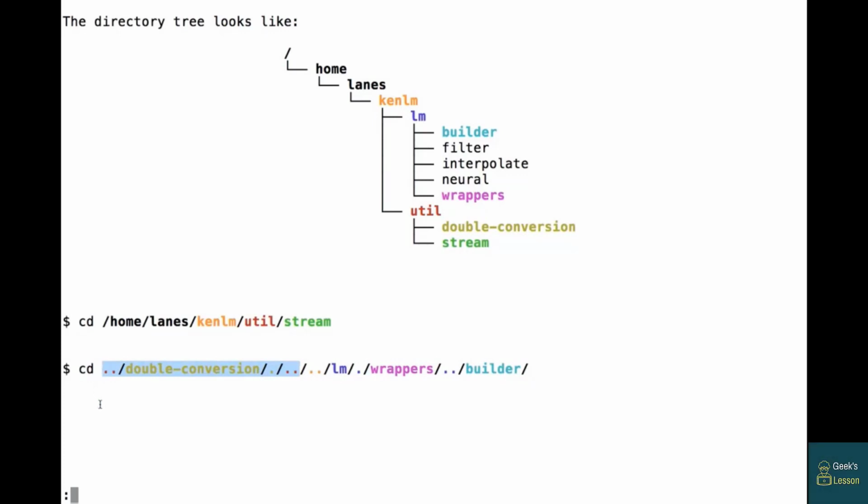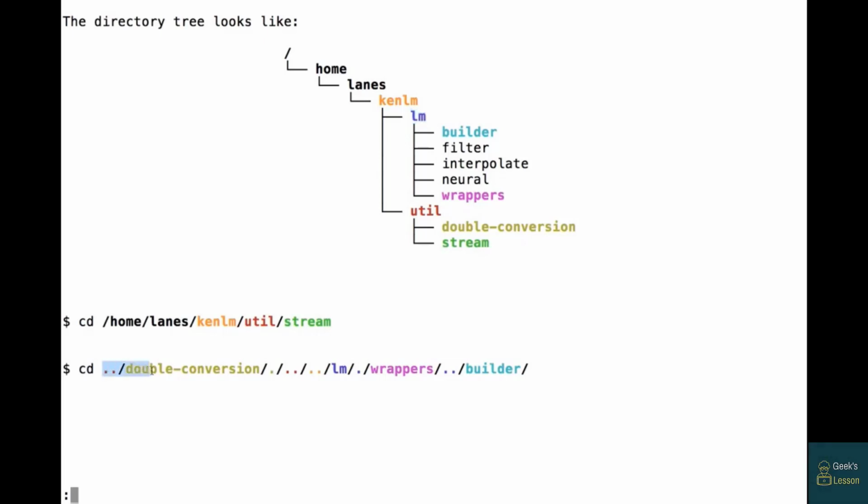The parent of util is kenlm. So, ../double_conversion/./../.. refers to /home/lanes/kenlm, which we see colored orange in the tree. lm, which you see in blue, is a subdirectory of kenlm.